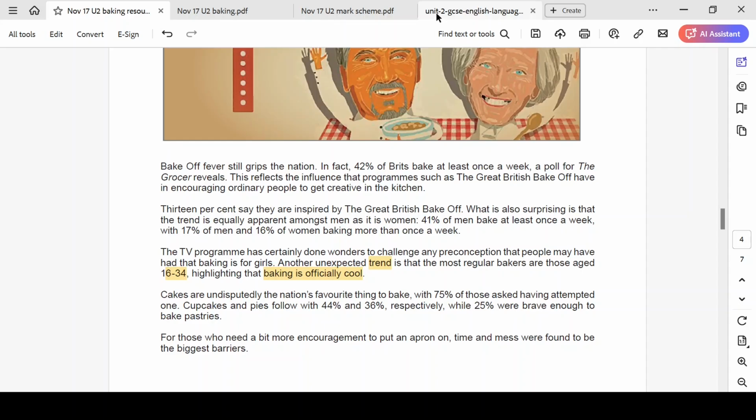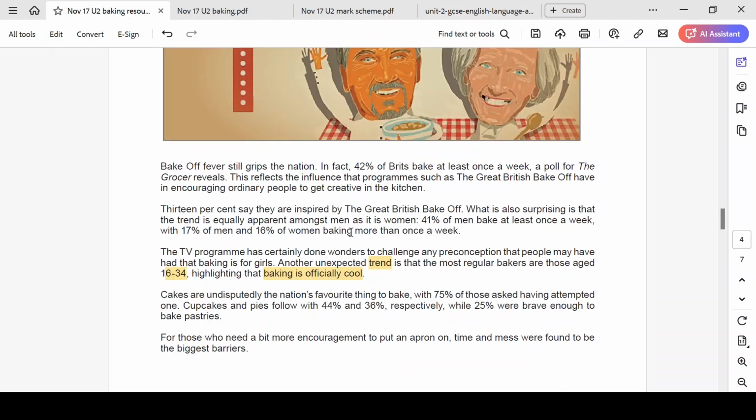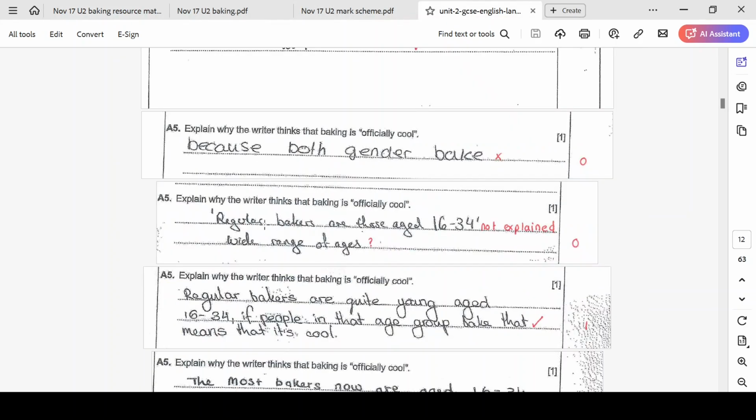Now, I've got some examples the exam board provide here of answers that students have given. Look what they've given this one here, mainly because it just doesn't make sense, does it? Explain why the writer thinks baking is cool, because both genders bake. That's there, isn't it? That's the thing about baking, men and women both baking, but they've missed the fact that the officially cool bit is down here. So that's not really relevant information. This person here just copies and doesn't really explain. The examiner's written it and not explained.